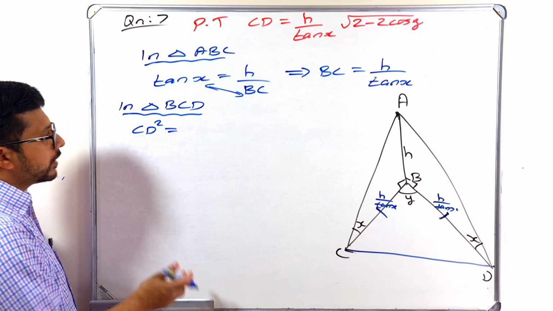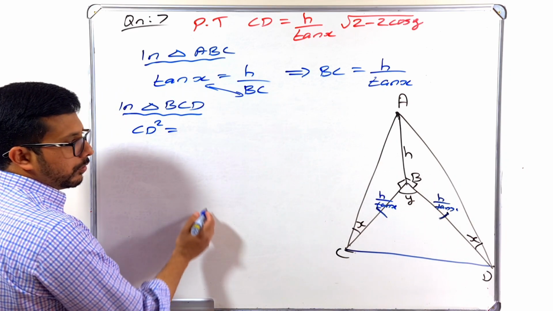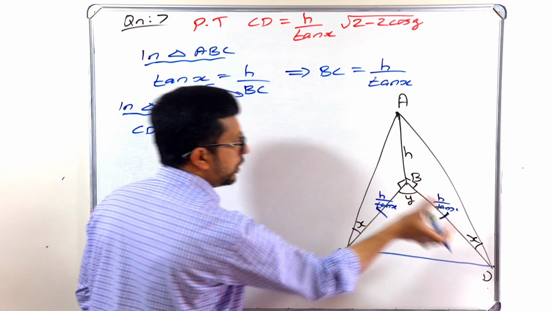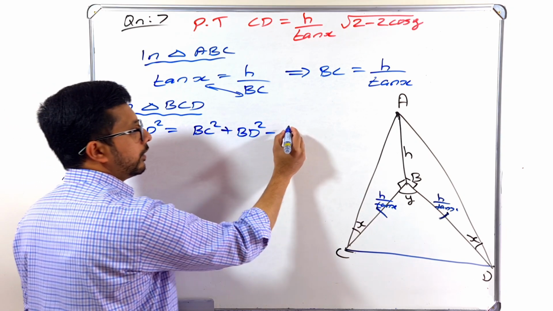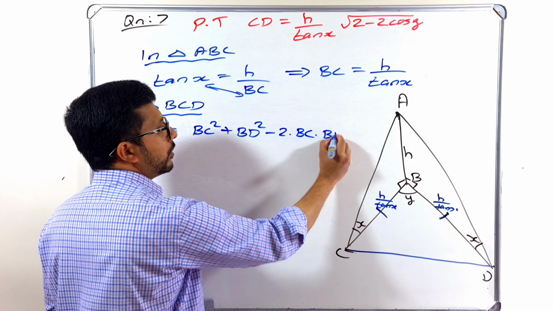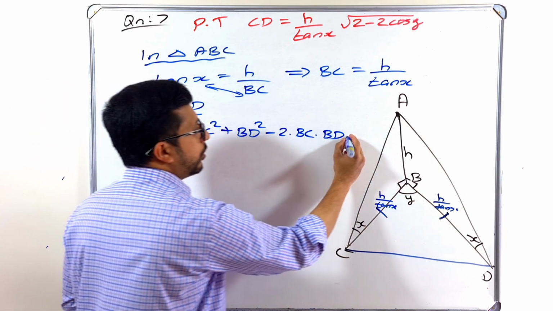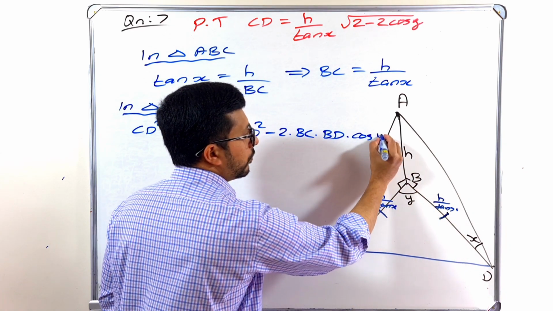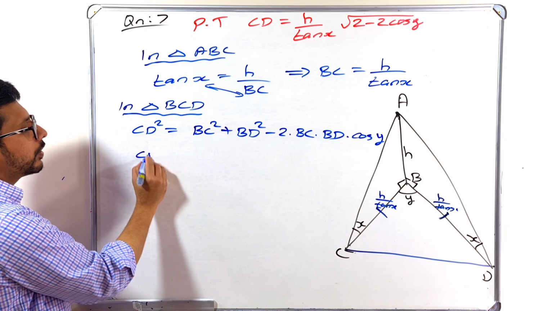So this is a revision lesson, so I'm directly applying it. CD square is equal to, how can you apply cosine rule? BC square plus BD square minus 2 into BC into BD into cos of the included angle. What is the included angle? Cos of y. So what is CD? CD is what we want to find.